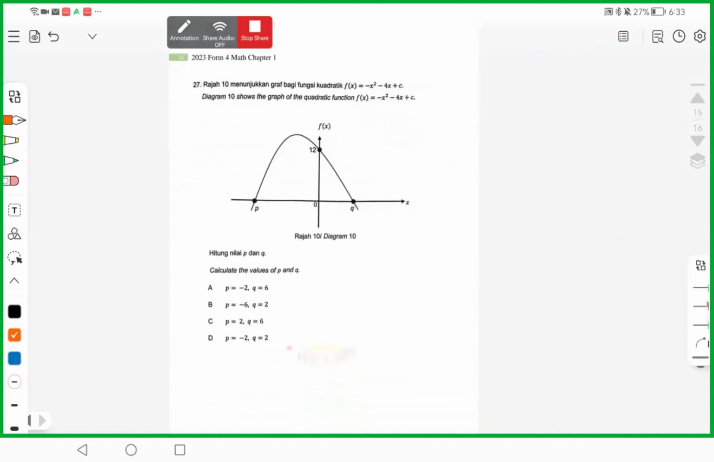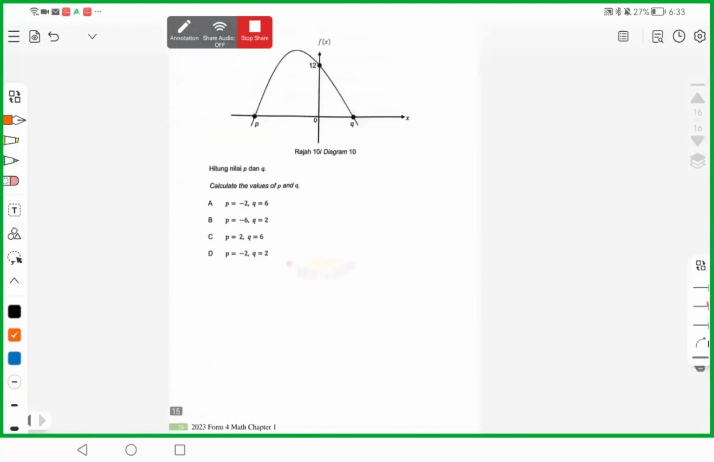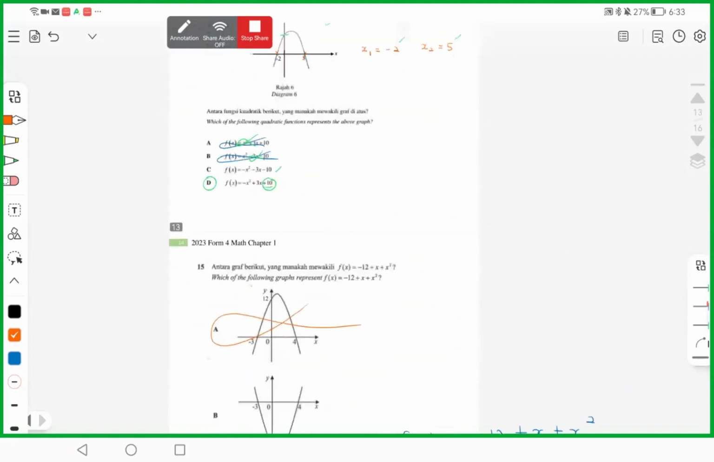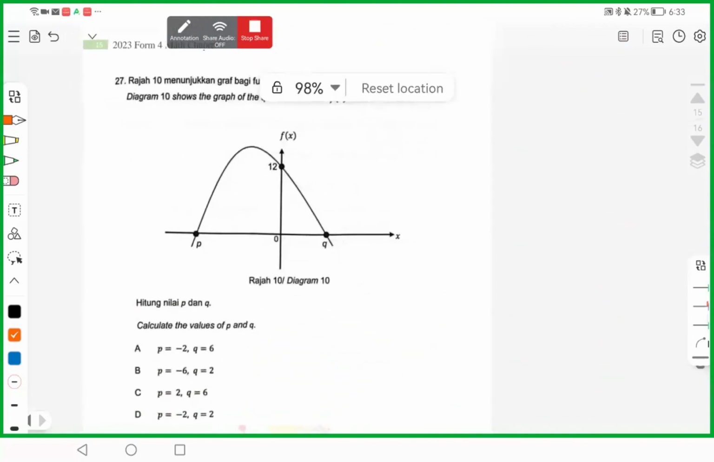One more, eh? Okay, let me try. Okay, let me see first. This one. No, not yet. Let me see this one. Okay, this one also can do.